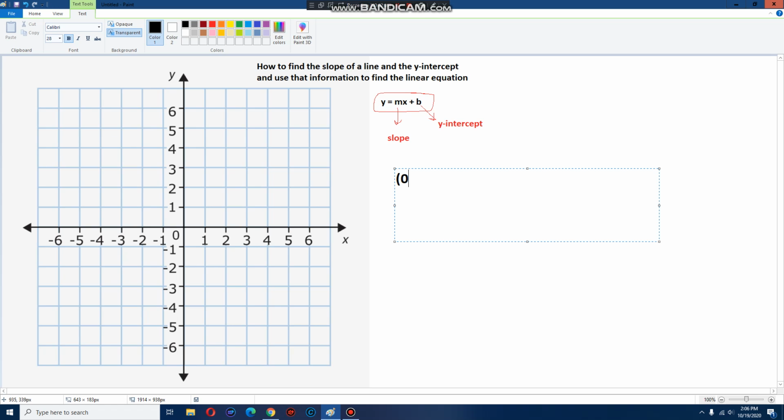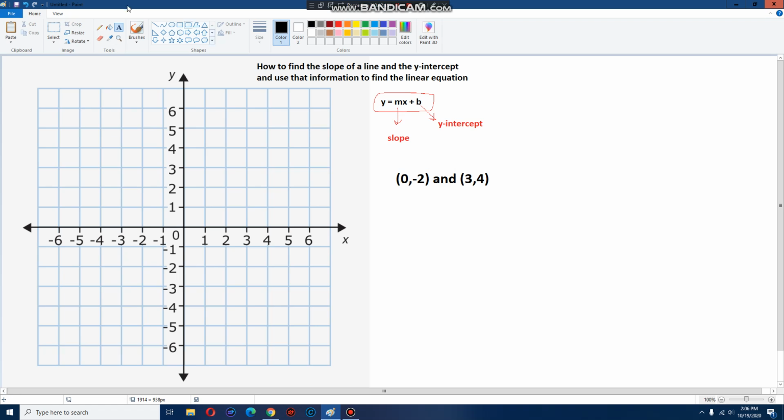So let's say we have (0, -2) and (3, 4). Between these two points, I would like to find the slope, the y-intercept, and using these, my linear equation. What is the equation of this line? Before I do anything, I want to chart this first on the coordinate graph, to give you a little visual representation of what the line looks like.